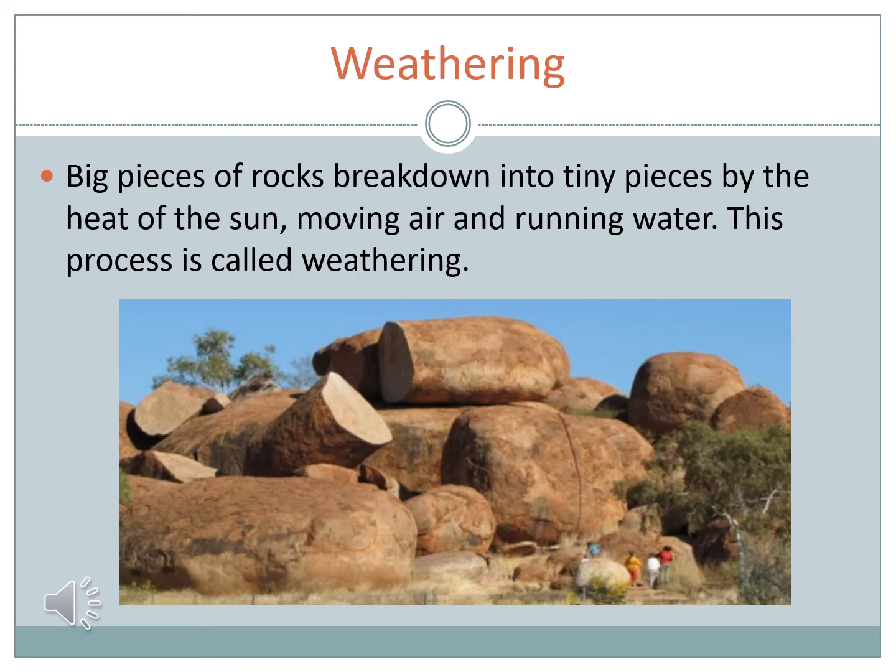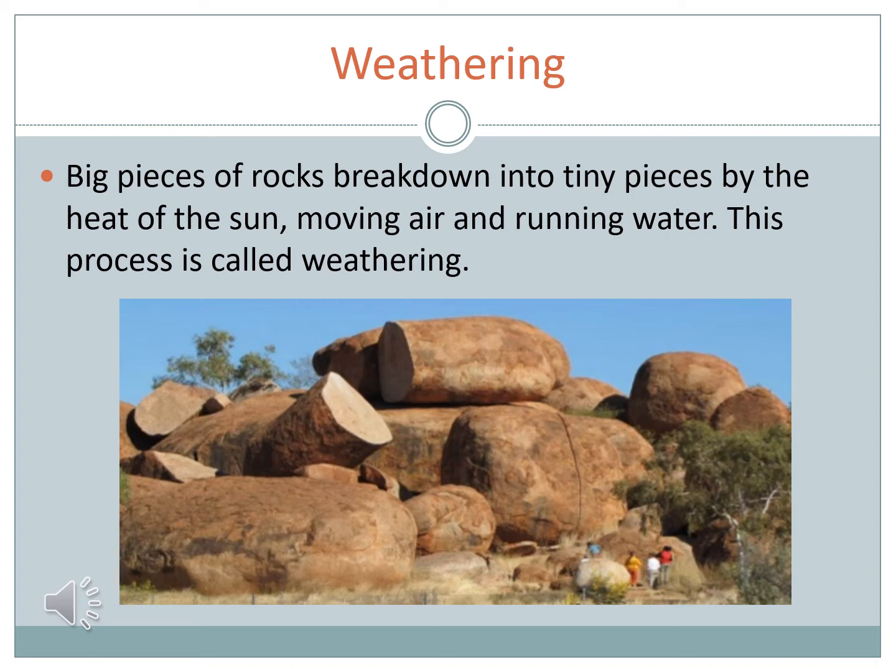Now let us discuss about how soil is formed. Soil is formed by a natural process known as weathering. Now, what is weathering? Big pieces of rocks break down into tiny pieces by the heat of the sun, moving air, and running water. So, all these things make rocks weak, and then cracks develop in the rocks, and slowly and gradually big pieces of rocks break down into tiny pieces, and this process is called weathering.